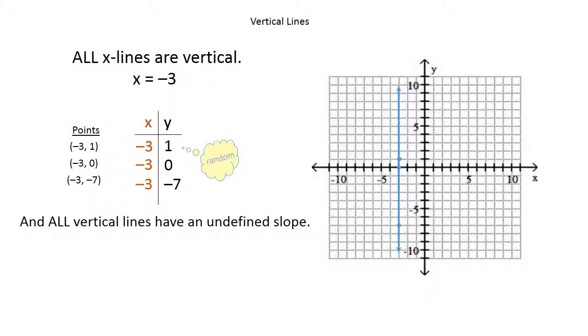And for all vertical lines, they have an undefined slope, which means you cannot stand on the line, and that's the purpose. Again, if you've got a slope, you can actually stand and walk on it. If your slope is undefined, you cannot. And that sums up your basic concepts for Chapter 9 material.